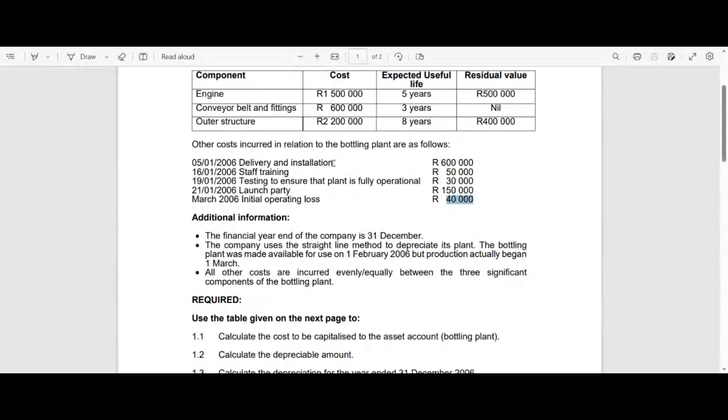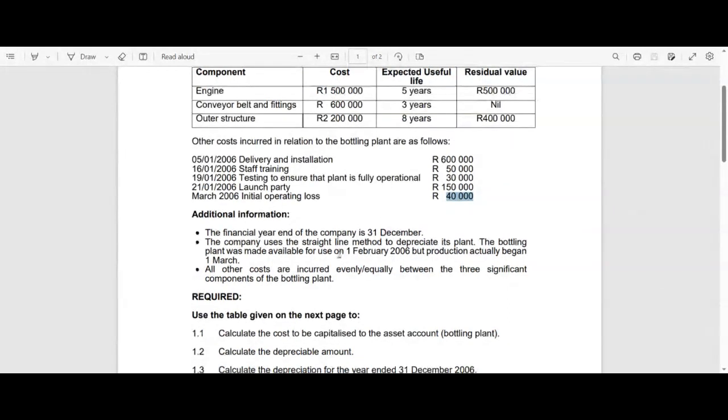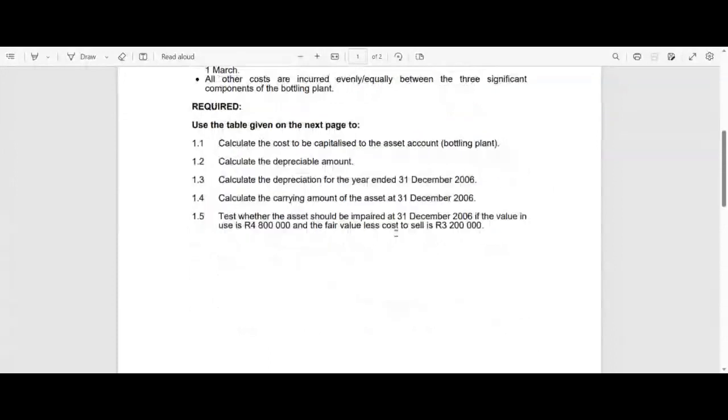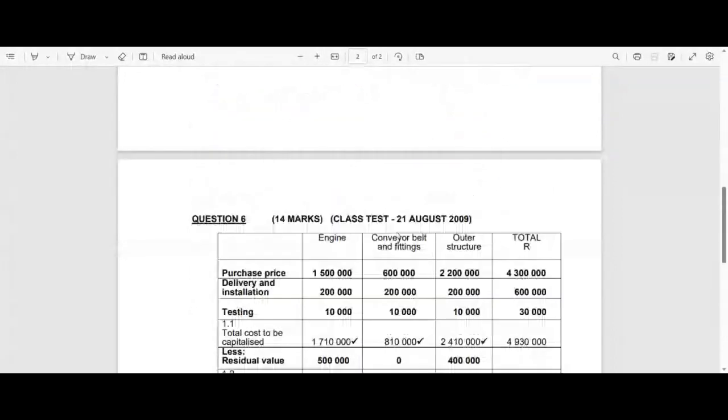Right. Looks like it. So now they say we've got to go and calculate the depreciable amount. So let us maybe just complete this 1.1. Calculate the cost to be capitalized to the asset accounts. Well, the overall asset we know is a bottling plant, but we're going to have three accounts that will contain the cost of the three different components. So let us just complete that.